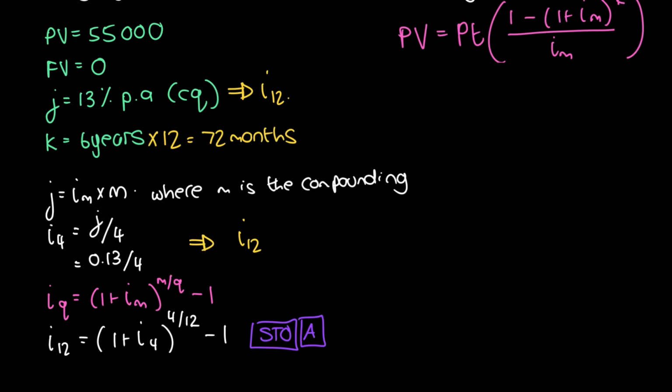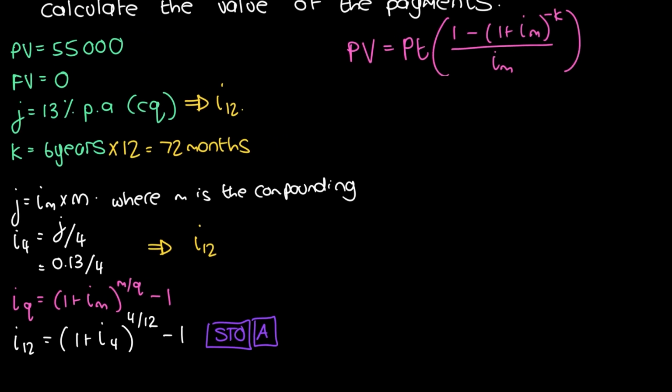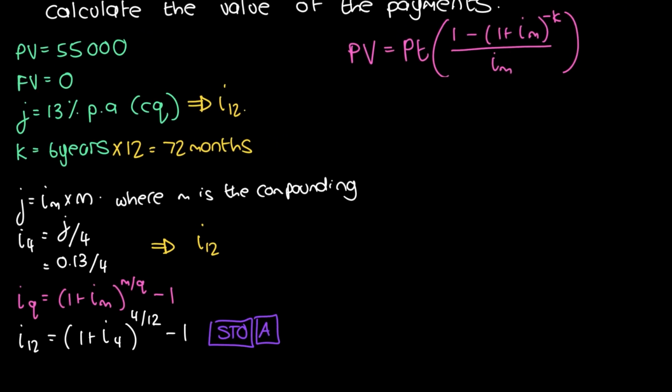Right. Now we have all the information we need. Let's go back to the formula and rearrange it so that we're solving for the PT. So let's just do that, so we have more space on our screen. We want the PT to be the subject of the formula. So we want PT equals.